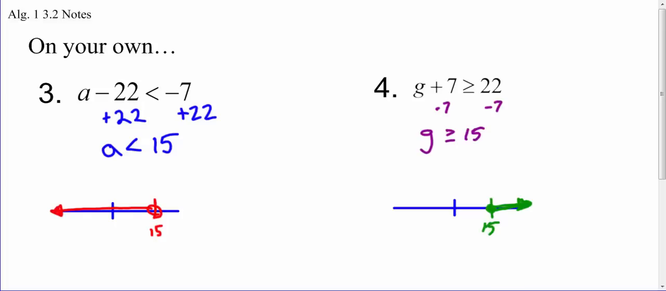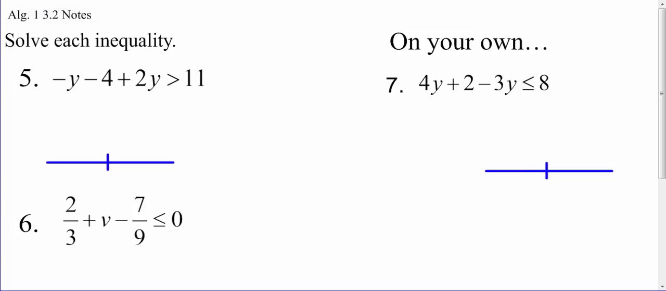All right, welcome back, folks. You can see my answers. On number 3, it was a less than 15. So notice that we have an open circle at 15, and then we would just simply draw the arrow pointing to the left. Whereas on number 4, g is greater than or equal to 15. So this time it's a filled in circle. Maybe I should make that circle a little more obvious. And the arrow this time points to the right since it's a greater than problem.